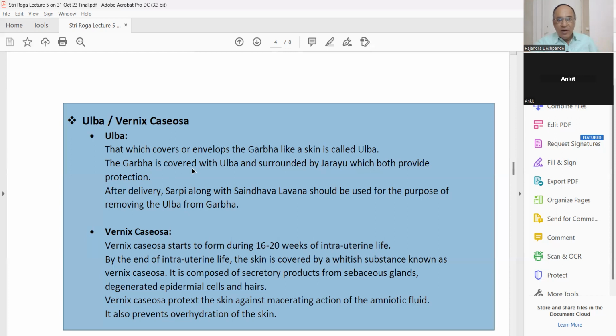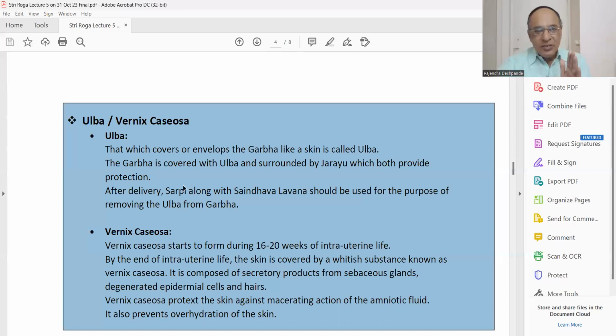The Garbha is covered with Ulba and surrounded by Jarayu. Please write down this word, Jarayu, placenta, which both provide protection. This also protects, that is Ulba, and Jarayu or placenta is also protecting the fetus.